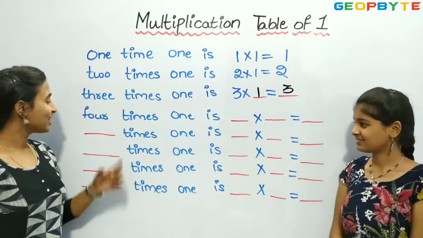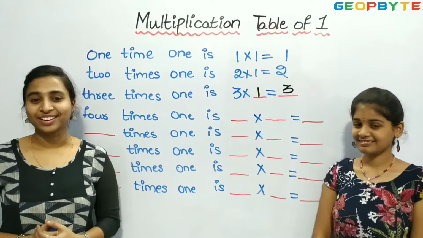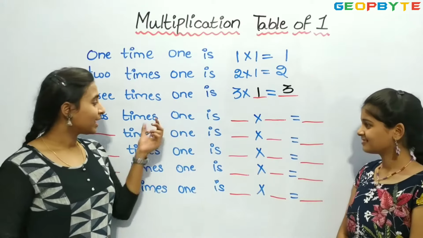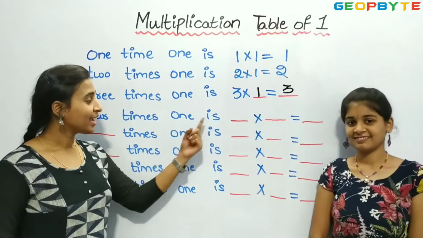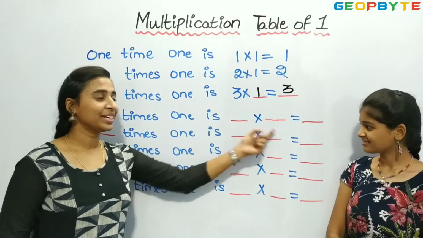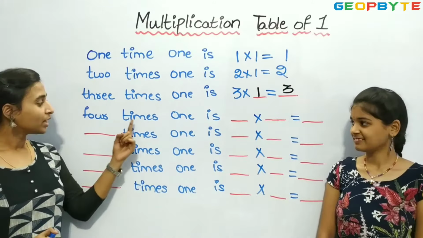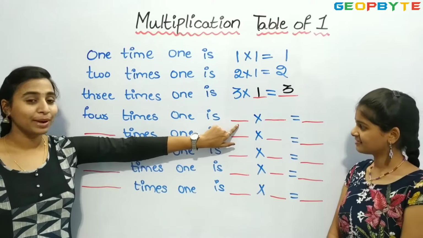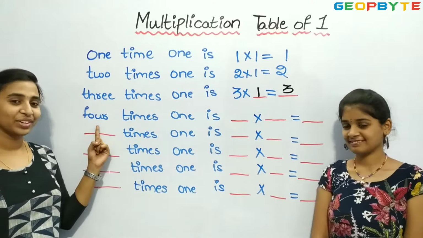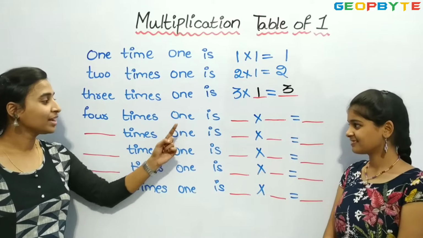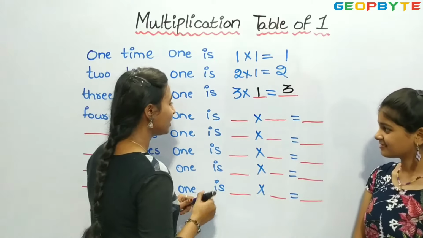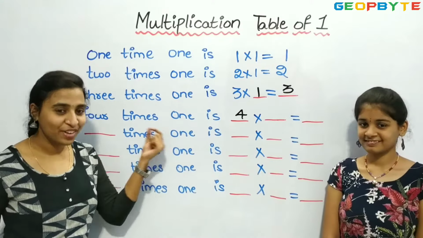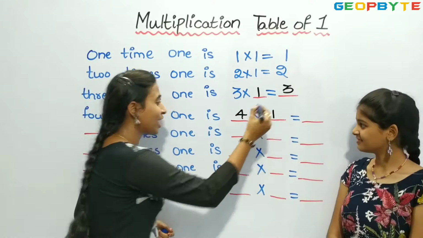Yes, children, 4 times 1 is nothing but 4 into 1. As we know, times is nothing but multiplication. So, in this blank, we will get 4. 4 times and here it is 1. So, let us write 1.